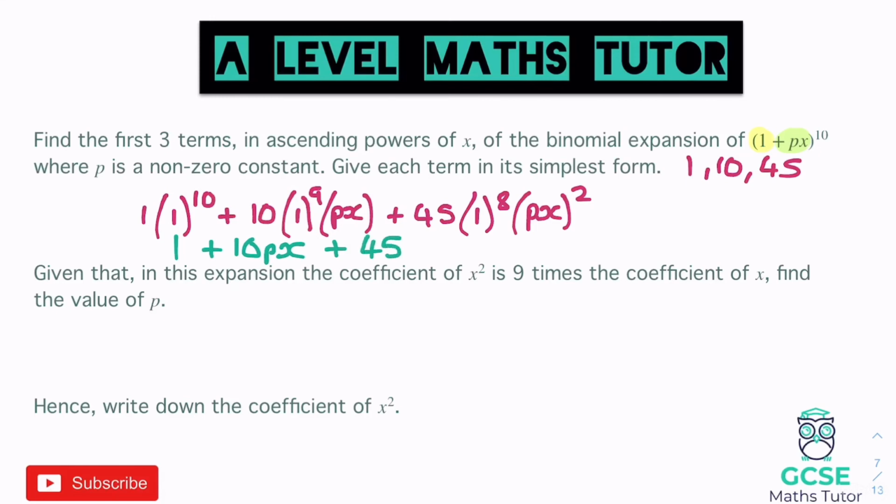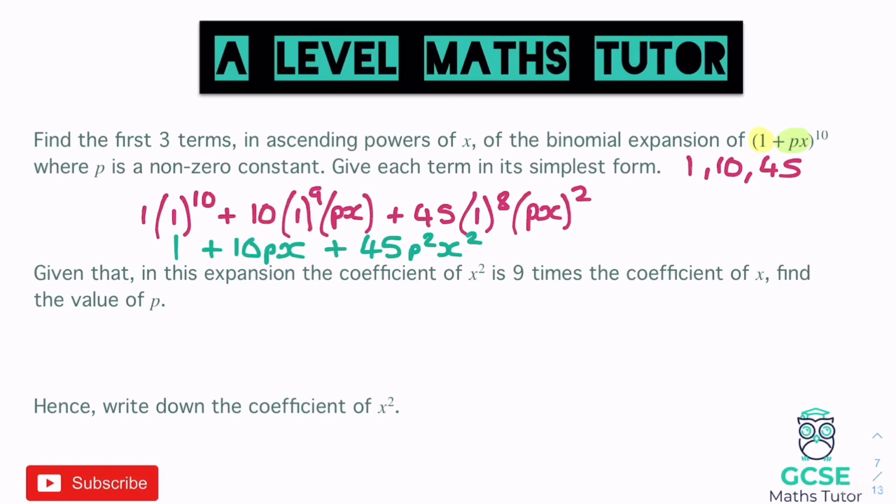And px in brackets squared squares both those letters, so we get p squared x squared. There we go, squaring both of those letters. So 1 plus 10px plus 45p squared x squared. And there's our first three terms in ascending powers of x.